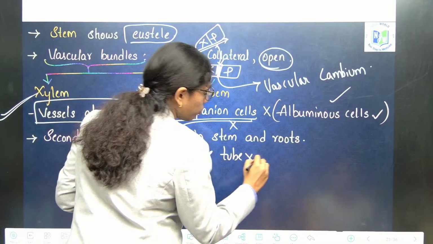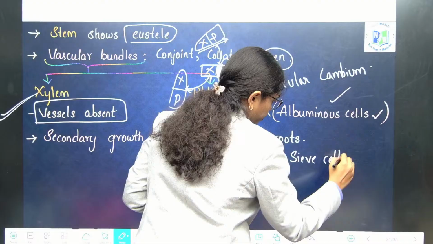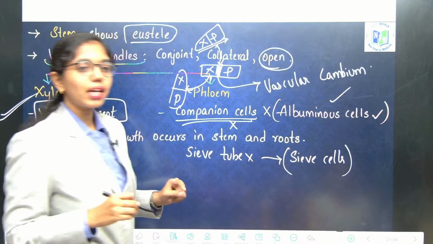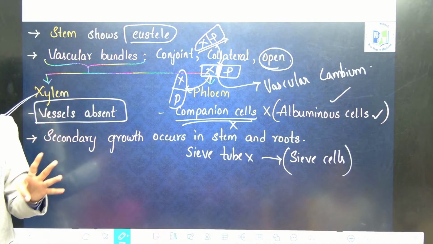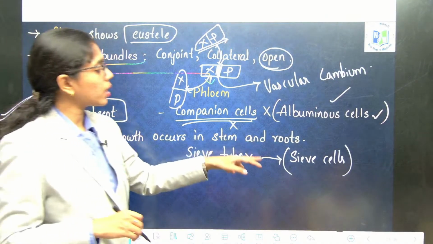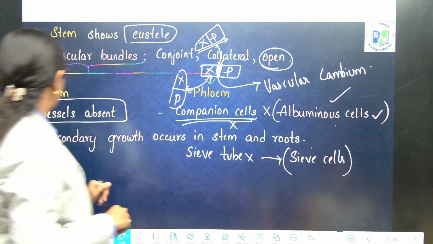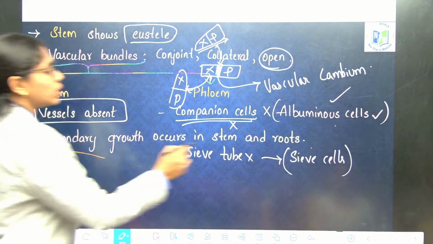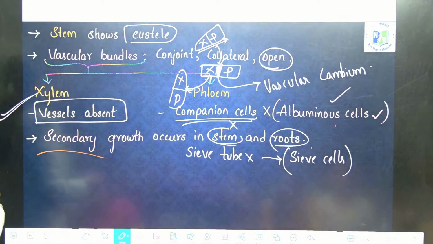Instead of sieve tube, what is present? Sieve cells. In angiosperms, you can see sieve tubes, companion cells, phloem fibers, phloem parenchyma. But here only what are present? Sieve cells and albuminous cells. Secondary growth occurs in both stem and root because it has open type of vascular bundles.